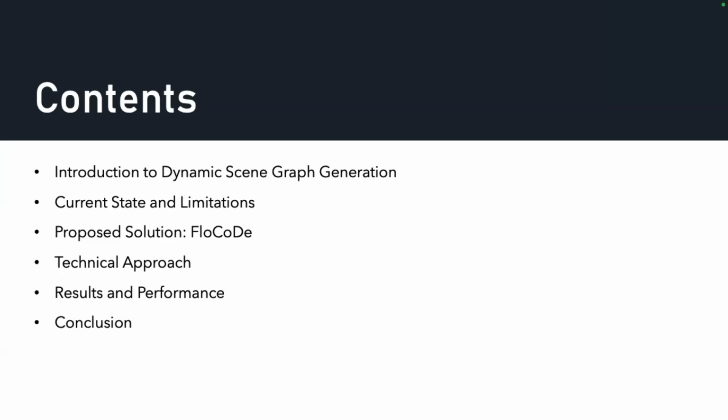So we'll discuss the dynamic scene graph generation and what has been proposed in the current state of the art and what are the limitations. We'll then discuss the proposed solution FlowCode and the technical approach we took to solve the current state of the art limitations. We will then discuss the results and the performance, and finally we will discuss what we conclude as part of this whole exercise of introducing the temporal consistency and correlation debiasing. Next slide.